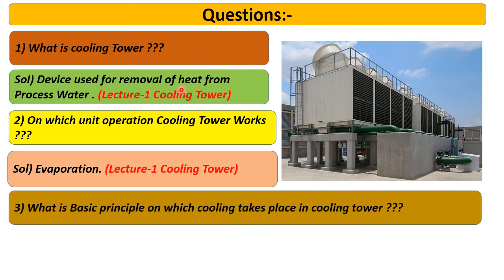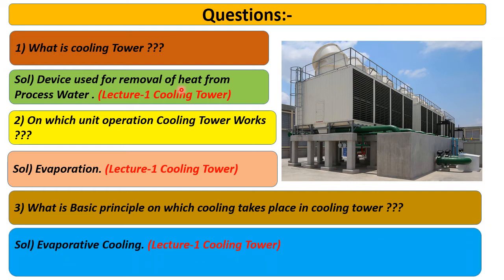Next is, friends, what is the basic principle on which cooling takes place in cooling tower? Friends, as I have told, the unit operation is evaporation. The basic principle is evaporative cooling, because as evaporation takes place, the water loses its heat energy and it cools the surface to which it is attached. So friends, the basic principle is evaporative cooling. I have described this in detail in my lecture 1 of cooling tower.